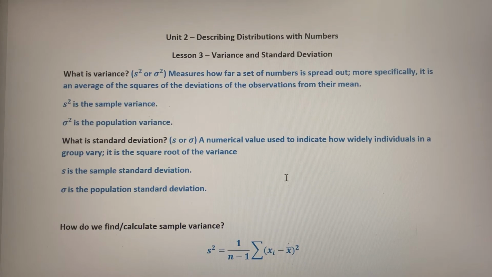Standard deviation is a more precise measure of the spread of data. And it's going to be the square root of the variance. So we're going to use S for sample standard deviation, and we're going to use sigma for population standard deviation.